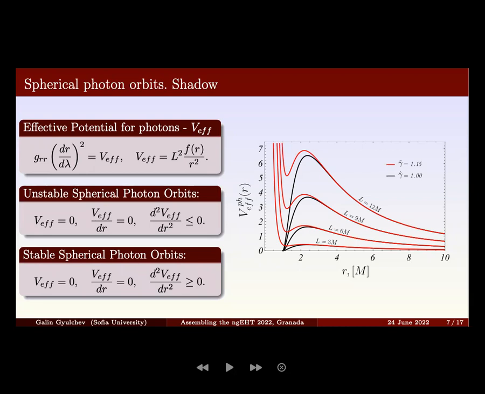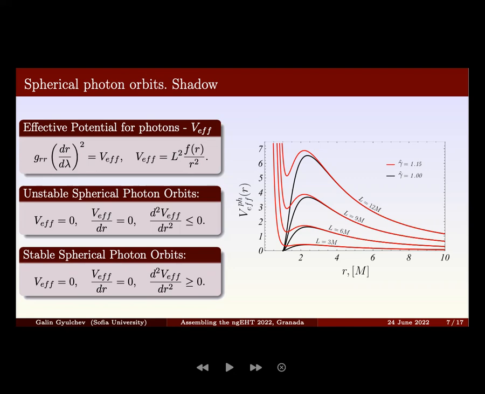And you see that the black curves resemble the behavior of the effective potential for the Schwarzschild case first of all, but here they are represented for the black hole case where gamma is equal to one. So this is the extremal black hole which appears in Einstein-Gauss-Bonnet gravity. And the red curves are connected to the situation when we have a singularity.